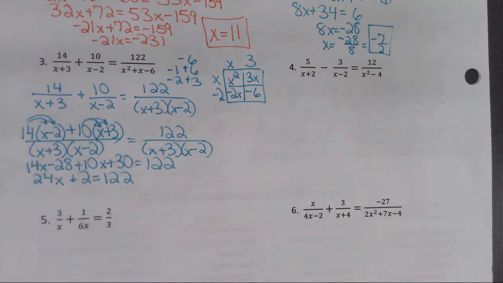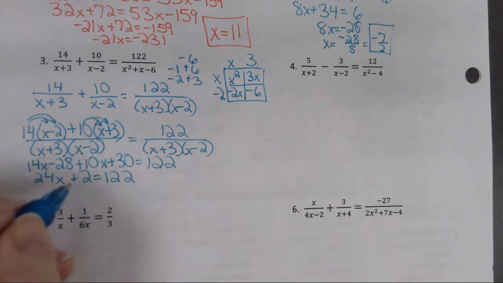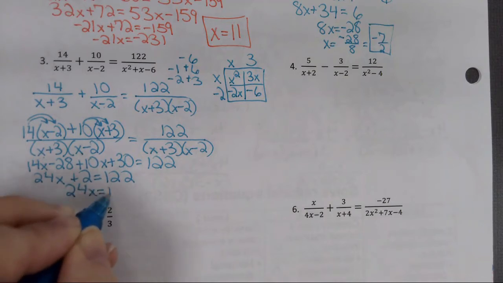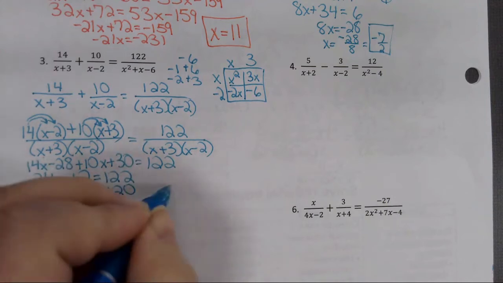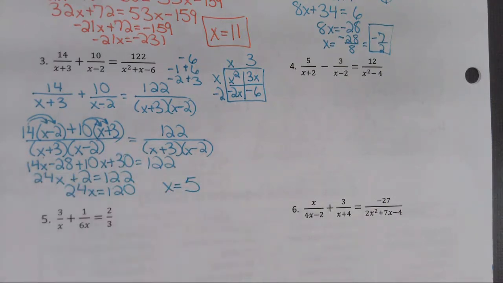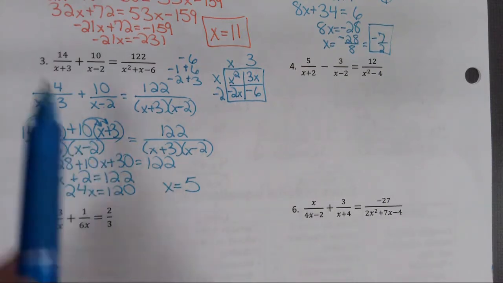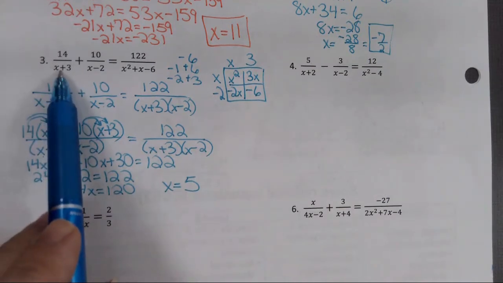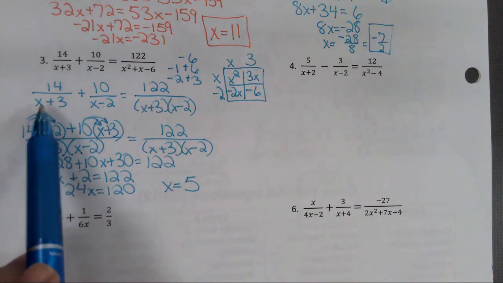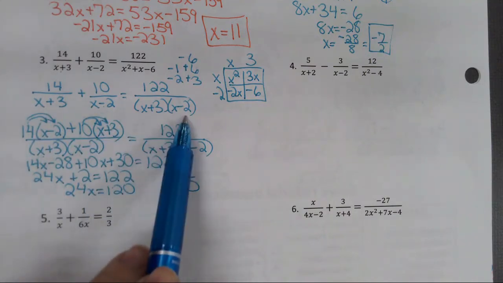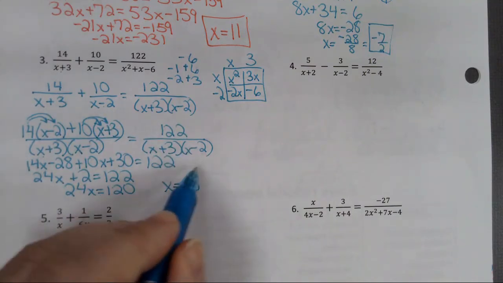We'll need to subtract our 2 from both sides. And then divide. So 120 divided by our 24, and we get 5. Let's plug that in, or you can find the excluded values for the denominators that are there. Plugging 5 in doesn't give me 0, doesn't give me 0, and doesn't give me 0 here as well. So these are included values.